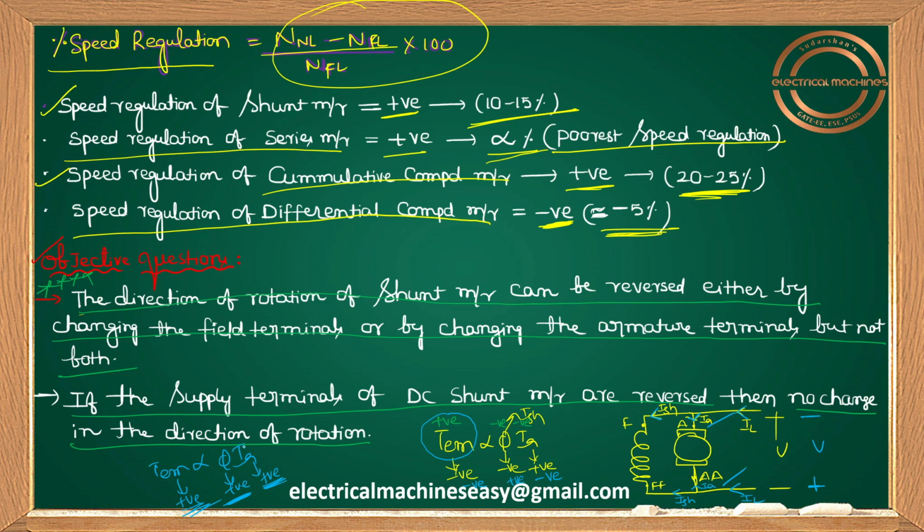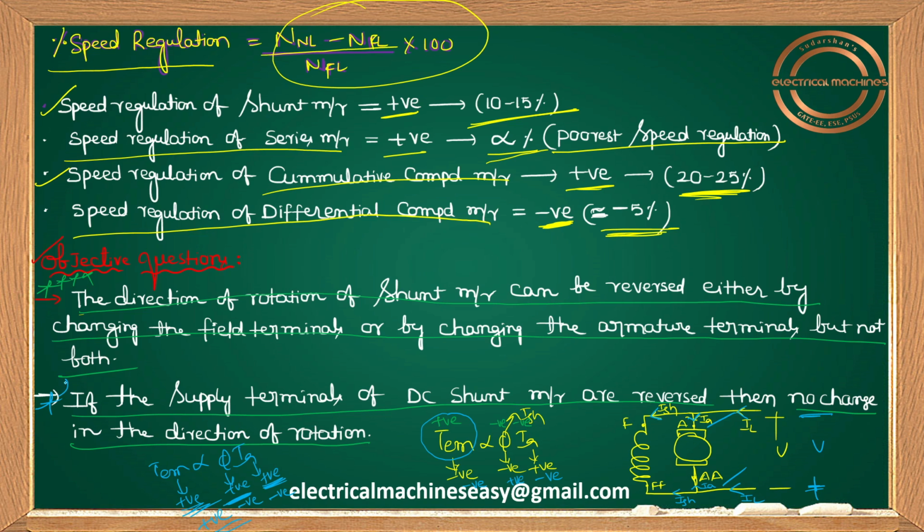So Ia is reversing, Ia becomes negative, and Ish, previously entering at F, is now entering at FF. So obviously the Ish direction also reverses, so flux also reverses and becomes negative. Flux is becoming negative, Ia also becoming negative, torque becomes once again positive. Is there any change in direction of rotation of a shunt motor by changing supply terminals? No. Because by changing supply terminals, your armature current is reversing and flux is also reversing, nothing but the shunt field current is reversing. So obviously your rotation will not reverse. There is no change in direction of rotation.